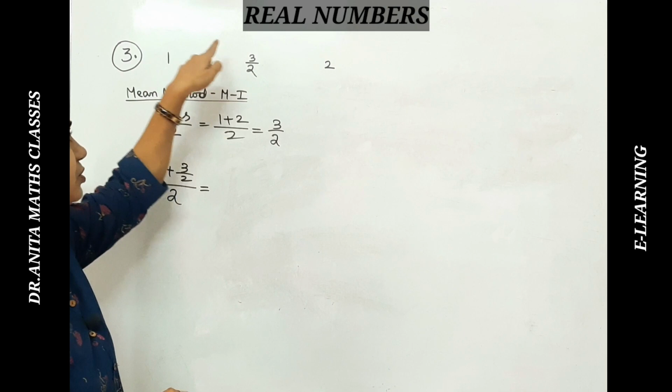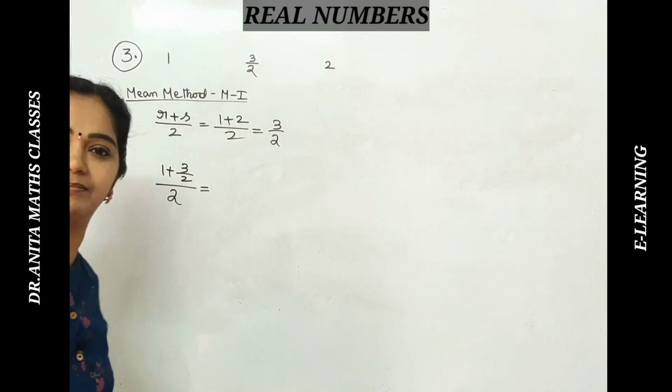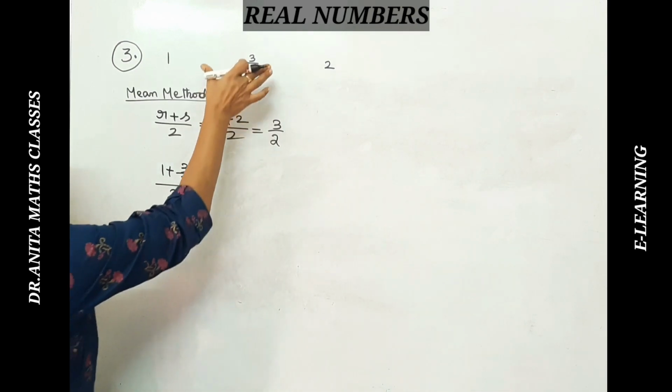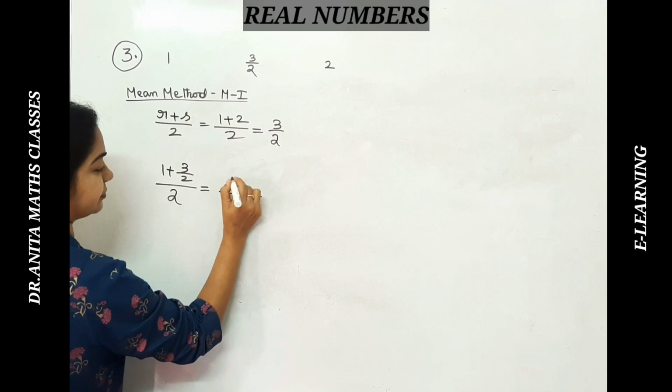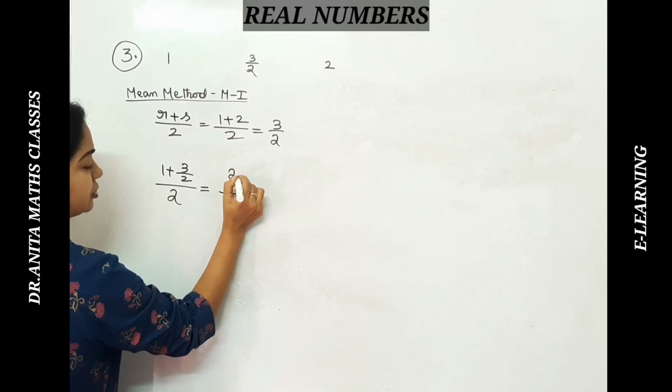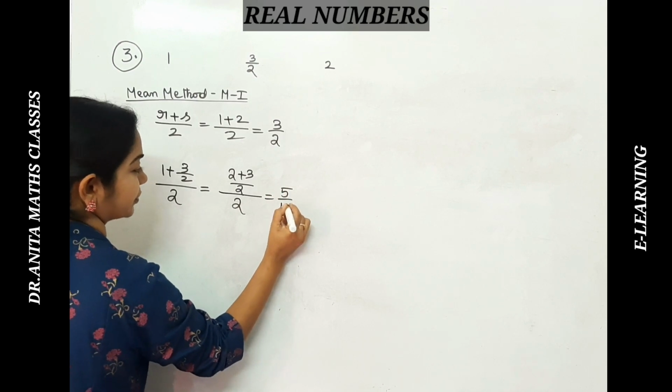In between these two you can find another, and again in between these two you can find another. Likewise, we can insert infinitely many rational numbers between two numbers. Here, if you take the LCM, 2 plus 3 by 2, this becomes 5 over 4.